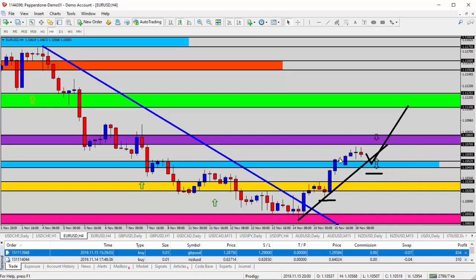I guess the only real reason that you would consider a short or sell on the euro dollar is if it touches the purple zone and uses it as resistance again, somewhat like it did back here, or it breaks underneath that blue zone. So for the time being, I'm focused more on long opportunities for the euro dollar today.